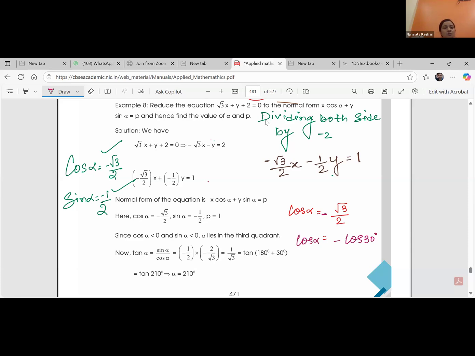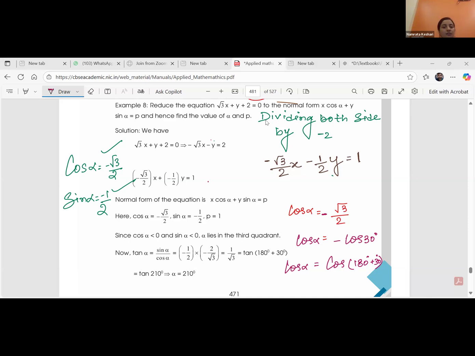I'm trying to adjust this minus sign now. Can I write it as cos of 180 plus 30? Cos 180 plus theta, and in the third quadrant it will be negative cos. Is it making sense? One by one, please tell me.